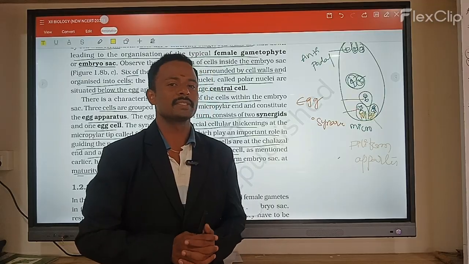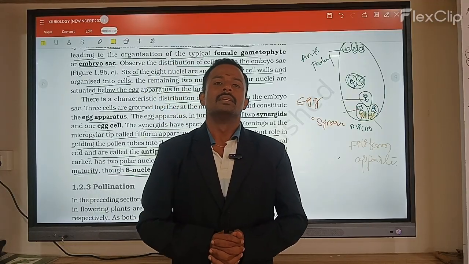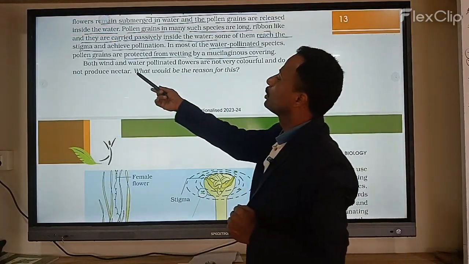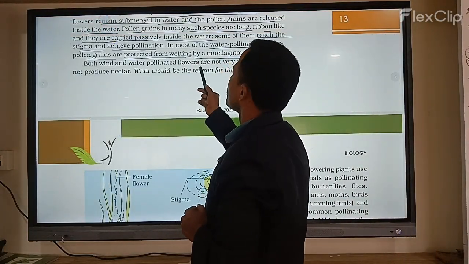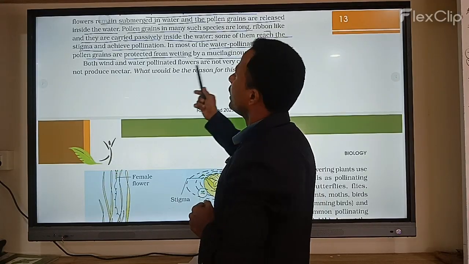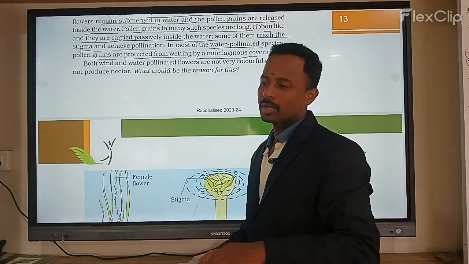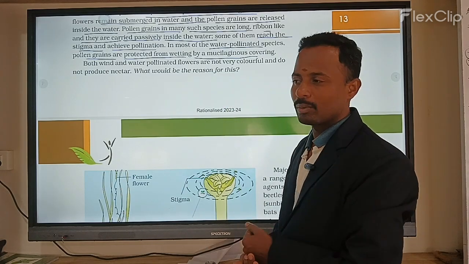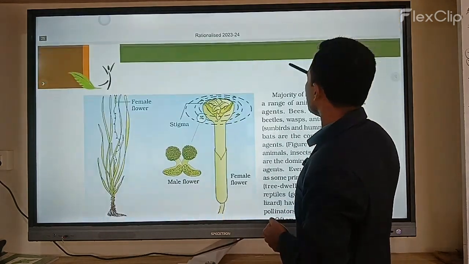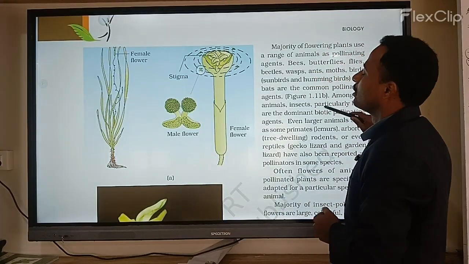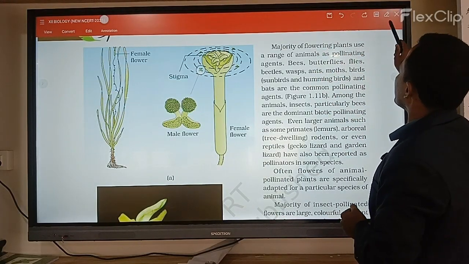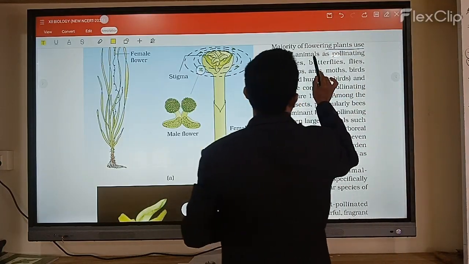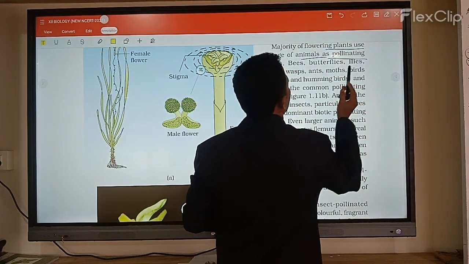For the section we discuss NCERT class 12, sexual reproduction in flowering plants. Part 4. Next, both wind and water pollinated flowers are not very colorful and do not produce any nectar. Correct, because they are completely present in water only. The reason is that they are present in water, so they do not produce nectar. Okay, next, the majority of flowering plants use a range of animals as pollinating agents.